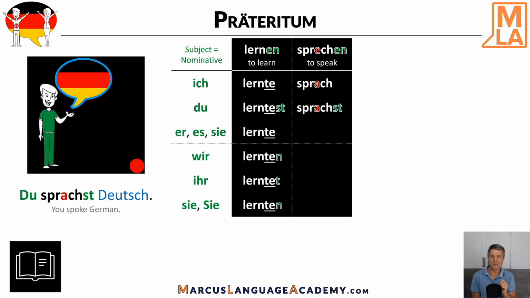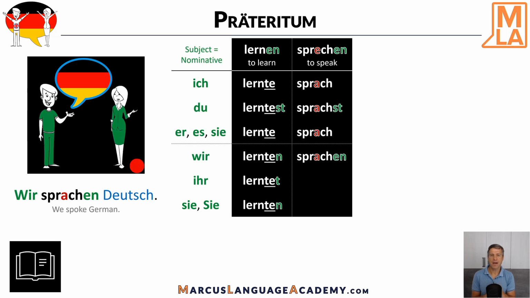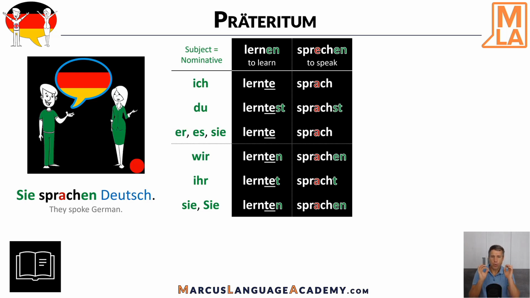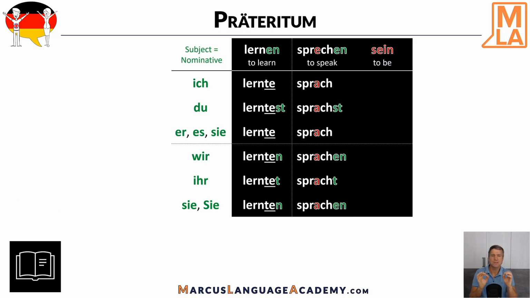Du sprachst. Du sprachst Deutsch. You spoke German. Er sprach. Er sprach Deutsch. He spoke German. Wir sprachen. Wir sprachen Deutsch. We spoke German. Ihr spracht. Ihr spracht Deutsch. You all spoke German. Sie sprachen. Sie sprachen Deutsch. They spoke German. As said before, the verb sein mostly uses the Preteritum, even in the spoken language.